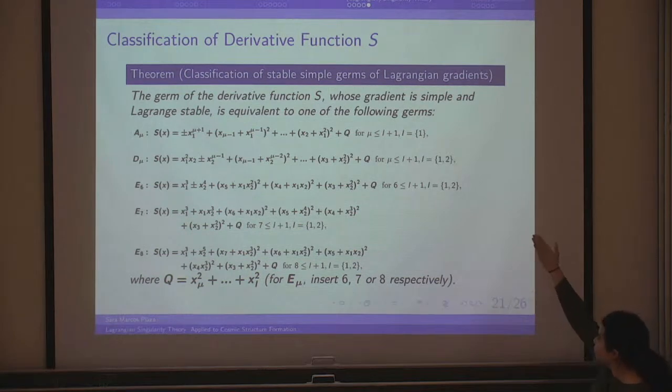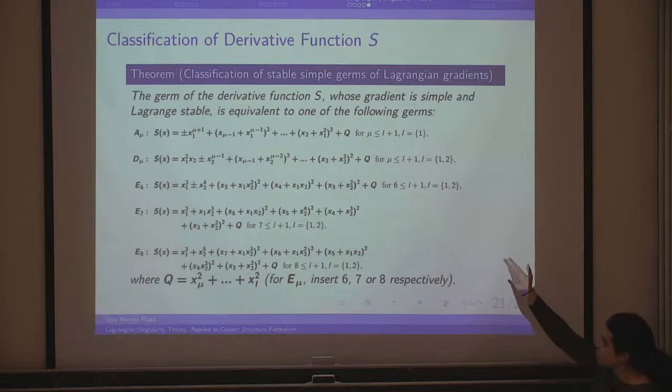I didn't explain what simple and Lagrange stable means, but essentially it's a genericity argument. I take a look at generic Lagrangian submanifolds that are stable, and then you have only these cases that survive perturbations. And this is the main result.